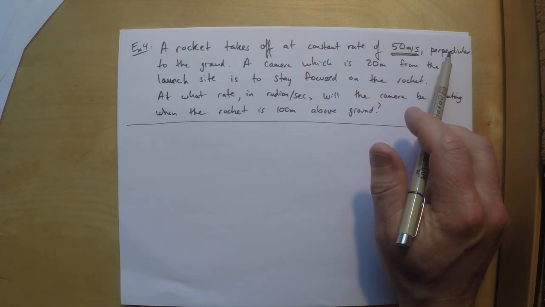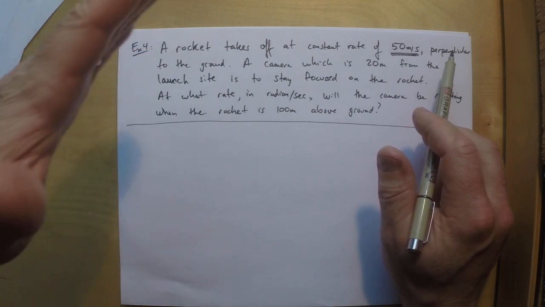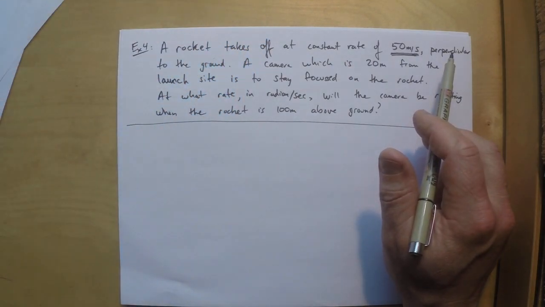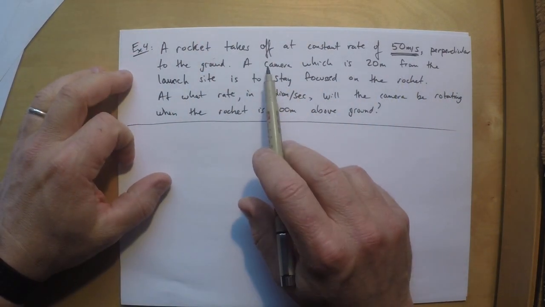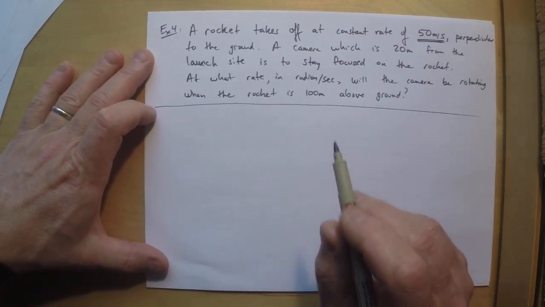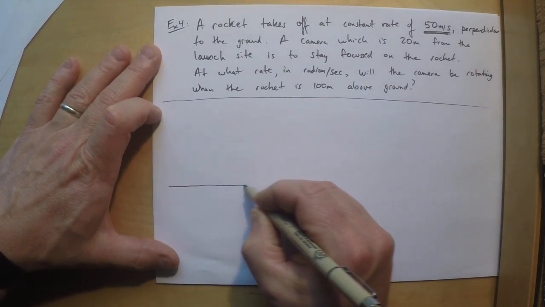The rocket is perpendicular to the ground. Again, that also is slightly fake if you watch the NASA takeoff, so the rocket kind of goes at an arc. Here it's presuming it's straight from the ground. And then there's a camera. So let's just draw what's happening here. You got this flat ground.